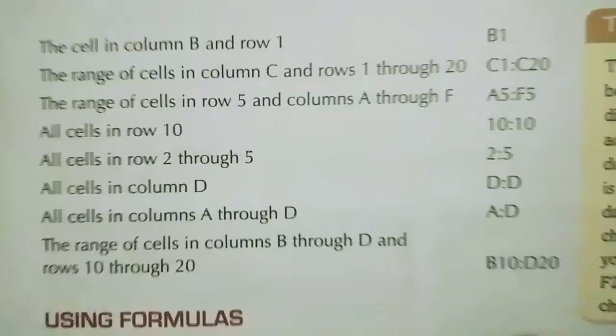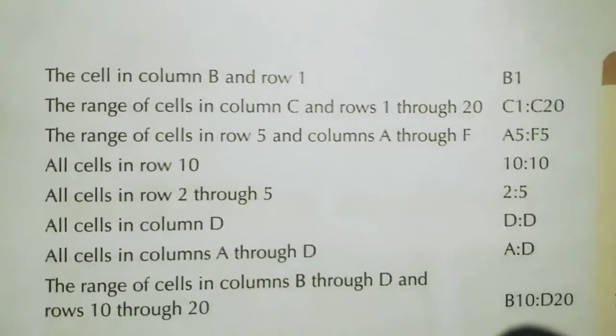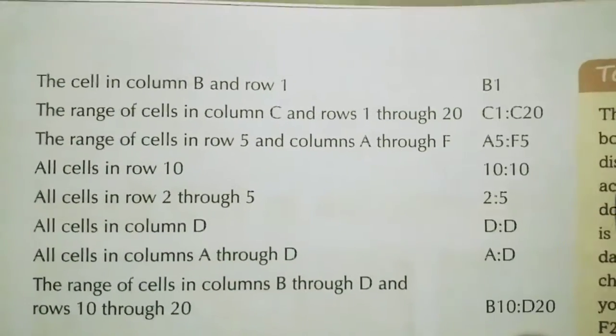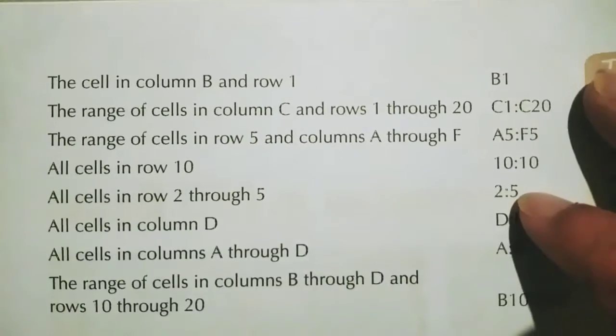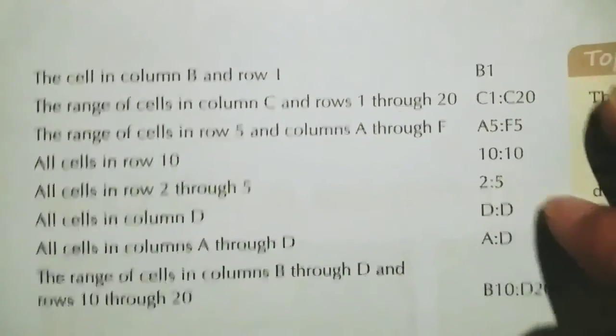See, a cell in column B and row 1 is called B1. What is the name of this cell? The name of the cell is B1. By this figure you can understand.